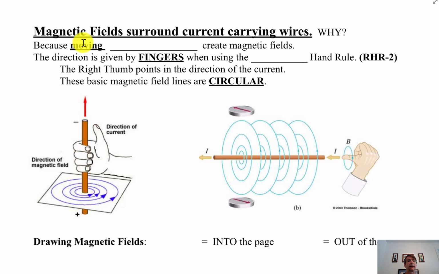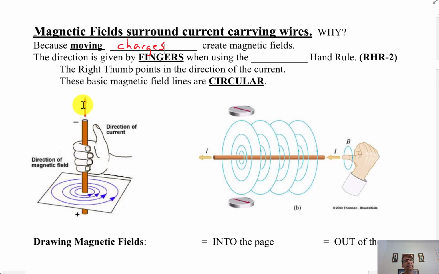But the discovery is this, that magnetic fields surround current-carrying wires. So why would a magnetic field surround a current-carrying wire? Well, because it goes back to the basic principle, because moving charges create magnetic fields. And that's what current in a wire is: moving charges, moving electrons, moving through. You can think of them moving straight through the wire. And we think of positive charge instead of negative charge. Doesn't matter, but we're going to use the convention of positive flow.